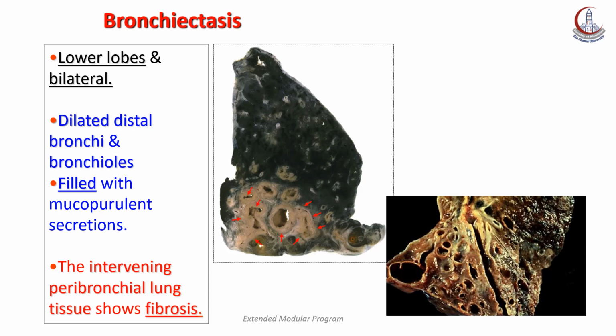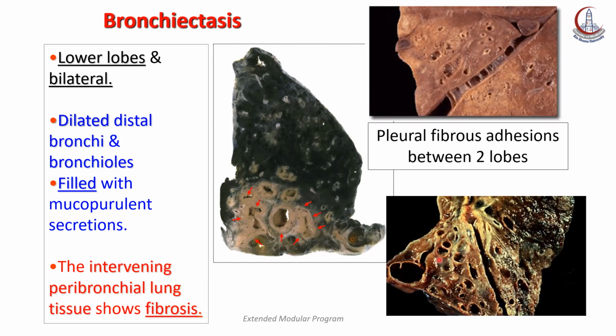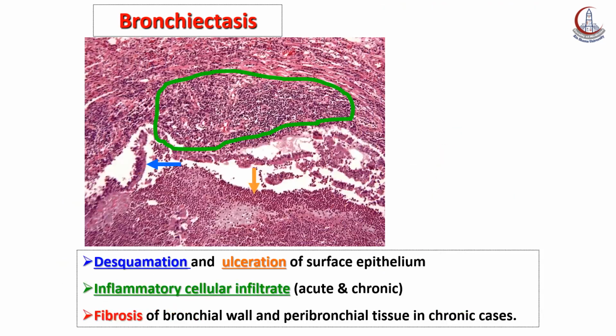The gross picture of the bronchiectasis. Bronchiectasis usually occurs in the lower lobes of both lungs, so it's bilateral. It shows dilated distal bronchi and bronchioles filled with mucus or mucopurulent secretion. Here we have scattered dilated bronchi and bronchioles with intervening lung tissue showing fibrosis. Another case of bronchiectasis. This photo shows the pleural fibrosis and adhesion between the two lobes.